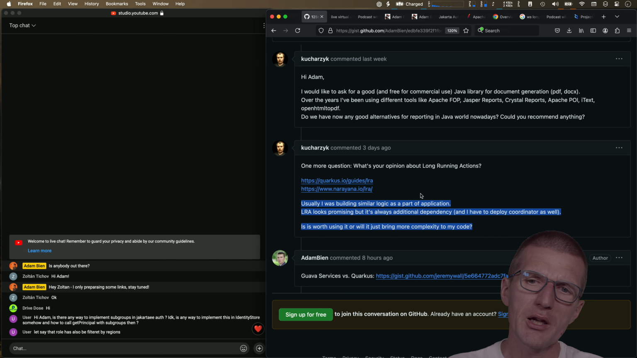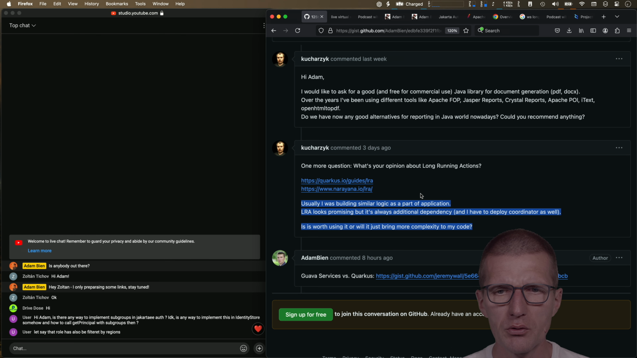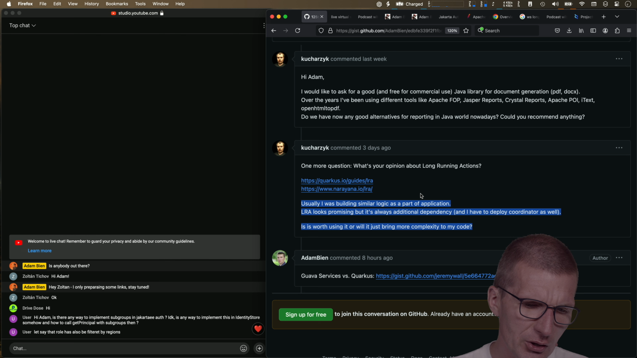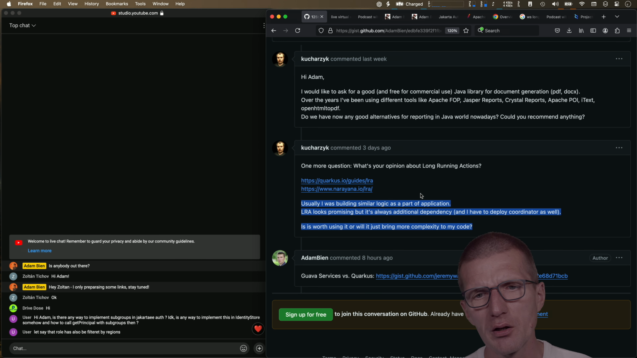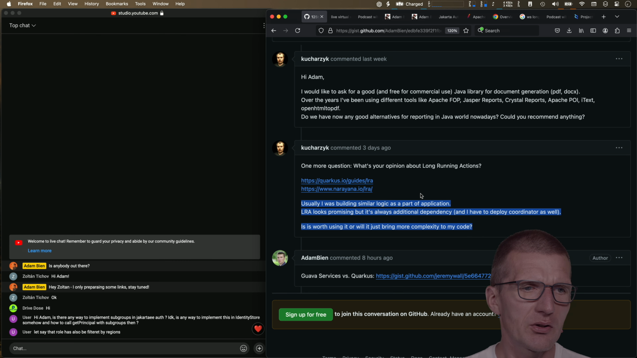So the long-running actions is well integrated to Quarkus and OpenLiberty, for instance. So if you need it, I wouldn't implement it by myself. Just use it because it ships out of the box. The downside or problem with it is the coordinator is a single point of failure. But I mean, it is a single point of failure, but it persists everything to the database. Like you could say, Hibernate is a single point of failure. But yeah.